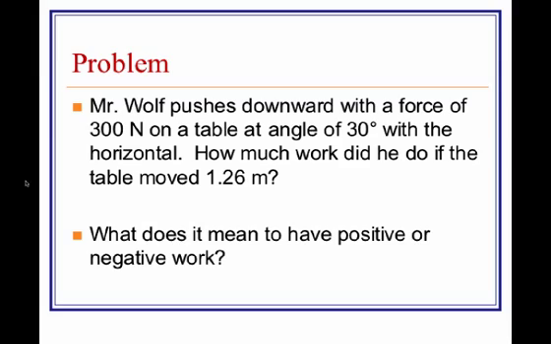Here are 2 quick questions that I'd like you to fill out online using the link on the website. Mr. Wolf pushes downward with a force of 300 newtons on a table at an angle of 30 degrees with the horizontal. So I'm pushing forward somewhat and pushing downward. How much work did he do if the table moved 1.26 meters? And second, what does it mean to have positive or negative work?